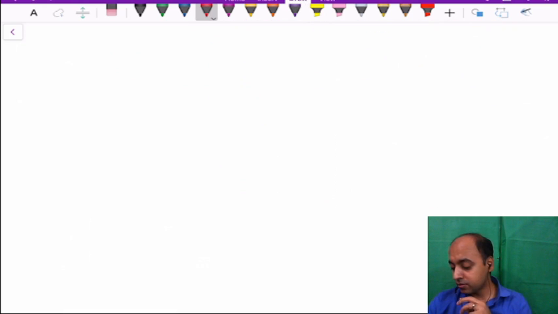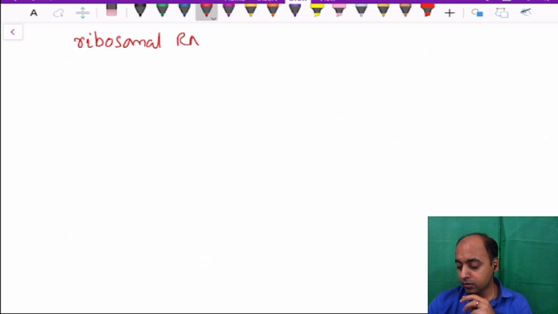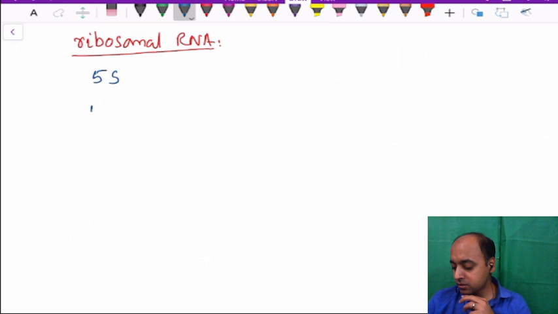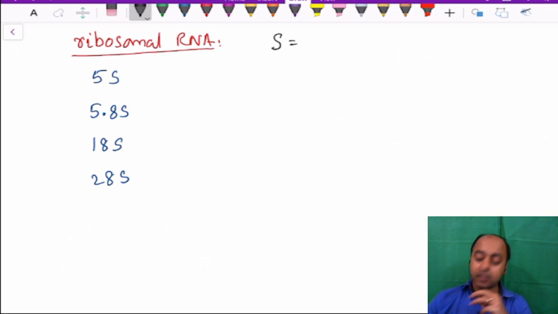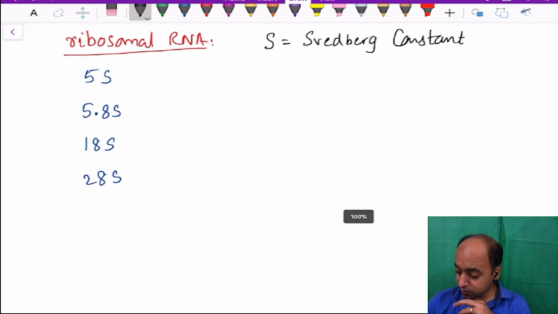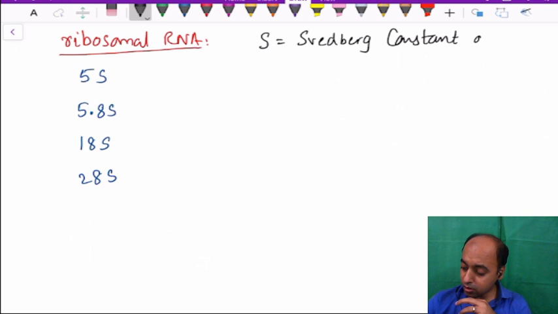First we have the ribosomal RNA. In eukaryotes, the ribosomal RNA is of multiple types: the 5S, the 5.8S, 18S, and 28S. So the first question is, what do you mean by S? The S stands for the Svedberg constant, or the other name is the sedimentation coefficient.